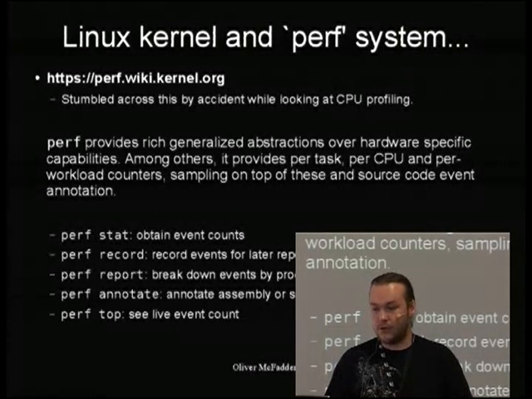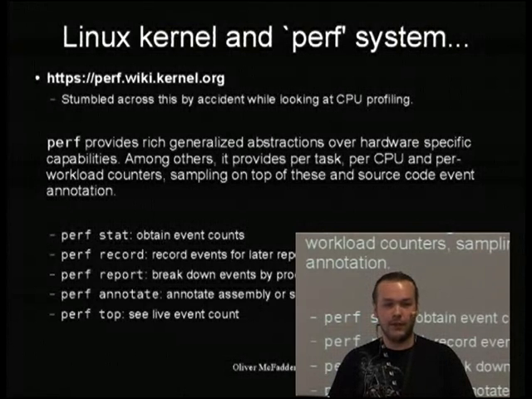So the Linux kernel perf system. This was something that I kind of stumbled across when I was looking at CPU profiling and finding out that OProfile didn't compile. I won't go into and read the whole slide here, but the main thing that caught my eye was per task, per CPU, and per workload counters. The source code annotation, obviously that doesn't apply so much for GPUs. I don't know, maybe it's possible to do something with GLSL shaders there, but that's much further down the track.